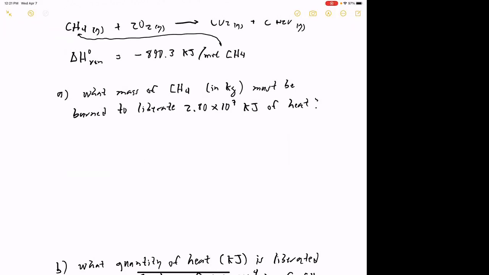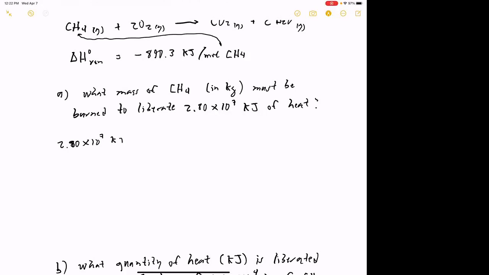All right, so let's go ahead and start with the given here, which is going to be 2.80 times 10 to the 7th kilojoules. So now we're starting from the perspective of the heat. It needs to be at 2.80 times 10 to the 7th.